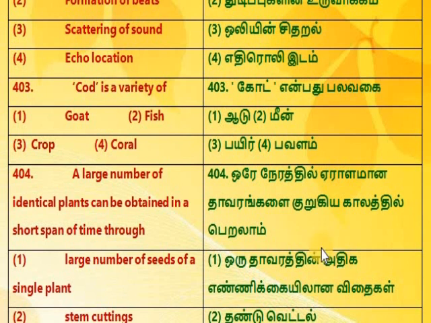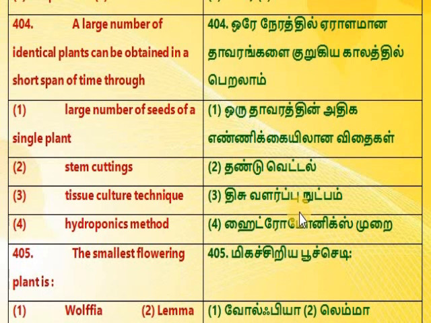403. Cod is a variety of 1. Goat. 2. Fish. 3. Crop. 4. Coral. 404. A large number of identical plants can be obtained in a short span of time through 1. Large number of seeds of a single plant. 2. Stem cuttings. 3. Tissue culture technique. 4. Hydroponics method.